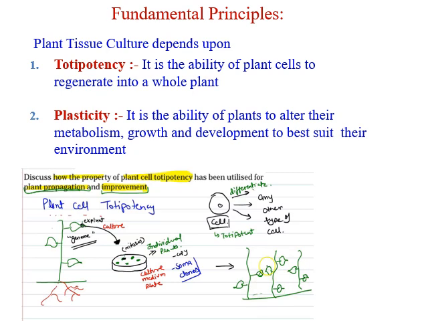Plasticity is the ability of the plant to alter its metabolism, growth, as well as development to best suit its environment, because plasticity is essential for the plant, for its metabolic activity, for its growth as well as development by adapting to its environment, and it has to emphasize these three major functions.